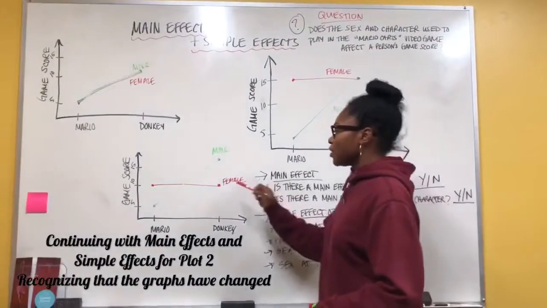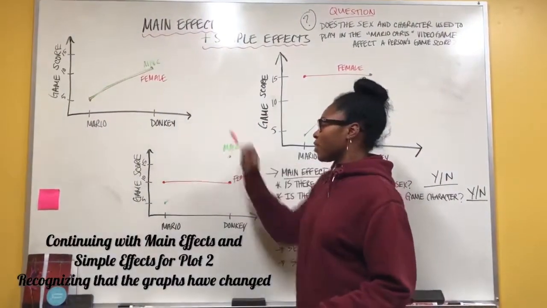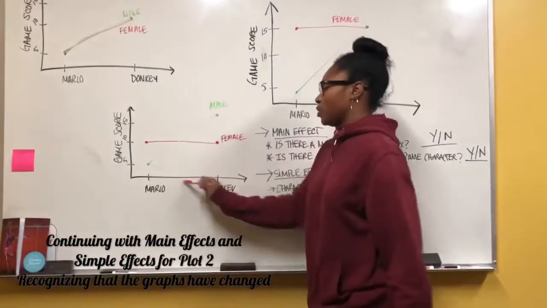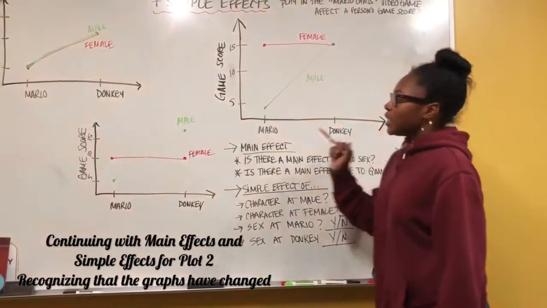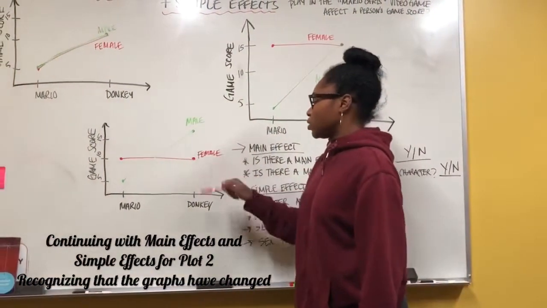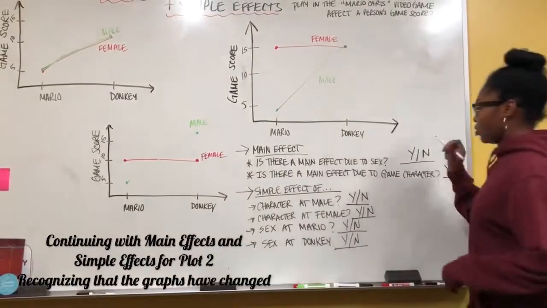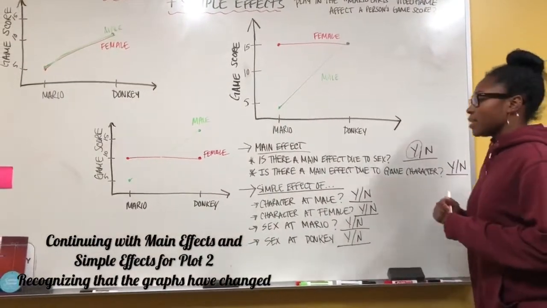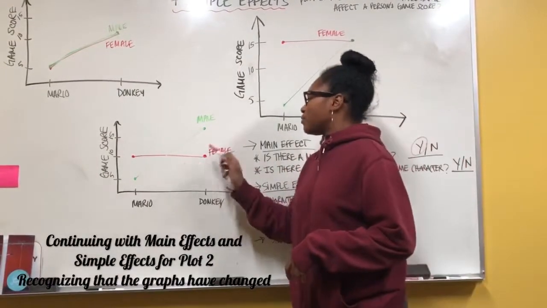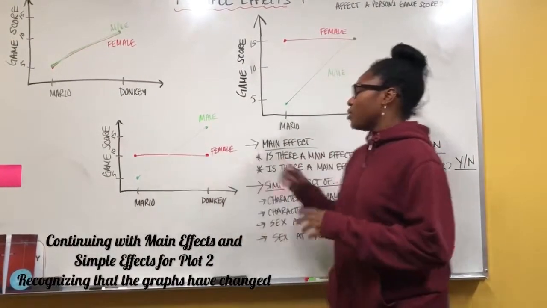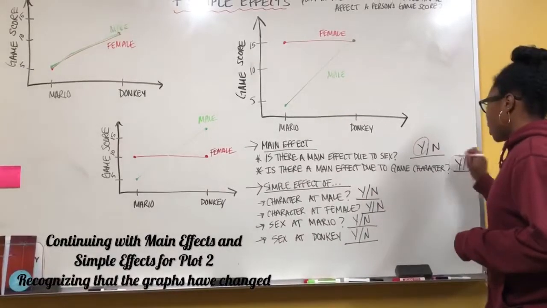Okay, now we're going to move on to this graph, which is very different from the previous graph. There's a change in when the characters are used. Is there a main effect due to sex? Yes, because the male tends to score higher than the female. So we're going to circle yes right here. Then is there a main effect due to game character? Yes, again, because the female is stagnant compared to the male. So we're going to choose yes.